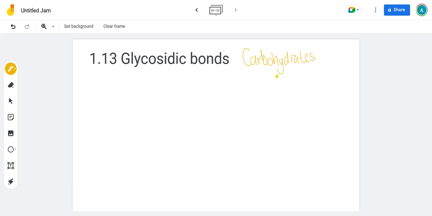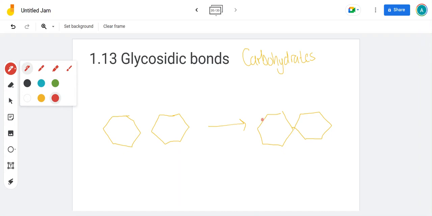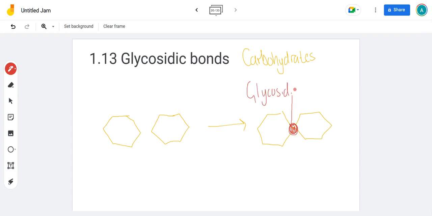So, for example, glucose. First of all, if we were to get two glucose molecules, draw them simply like this, and we add them together, the point where they're joined, just there, that join is a glycosidic bond. That's where our glycosidic bond is formed.